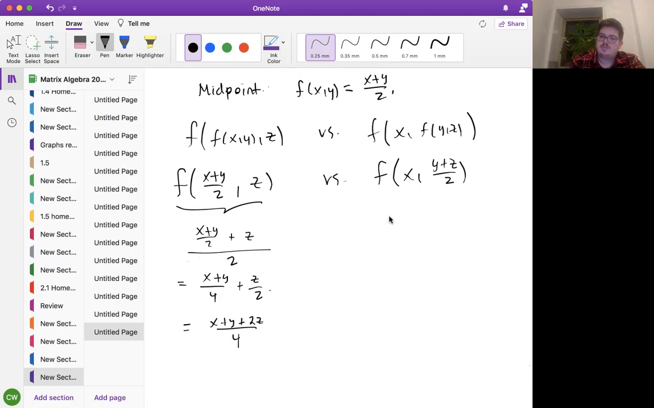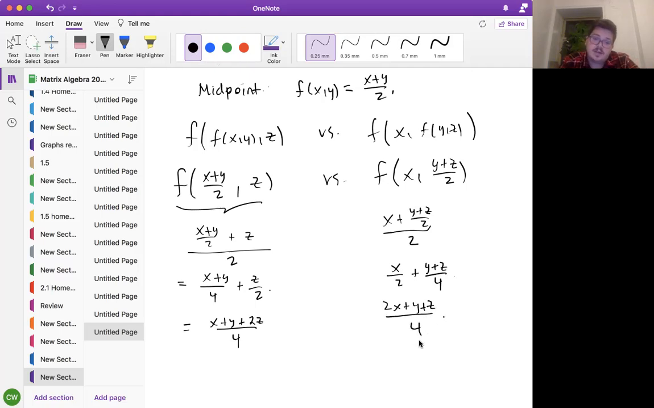So what would this be? It would be x plus y plus z over 2, over 2. And then let's say what that is. It's 2x. No, not 2x. It's x over 2 plus y plus z over 4. And we get 2x plus y plus z over 4.